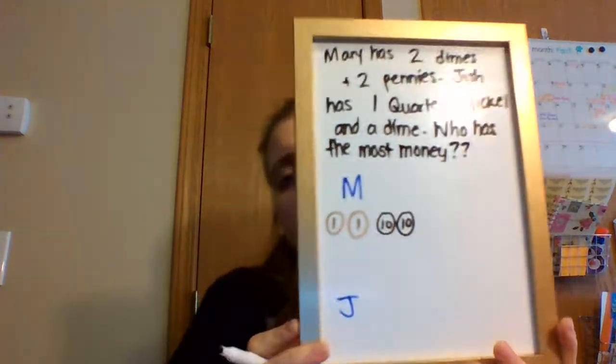Then I'm going to use my black marker to draw the dimes. She has 2, and we said our dime is worth 10 cents. Check out that poster if you forget. So she has 2 dimes and 2 pennies.